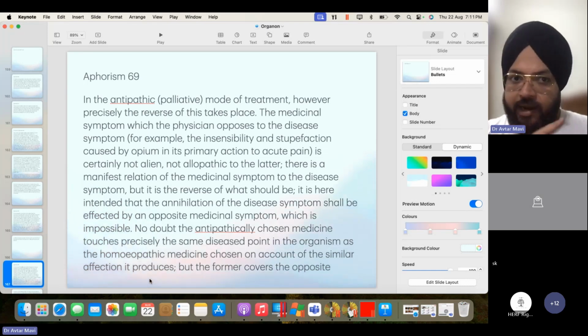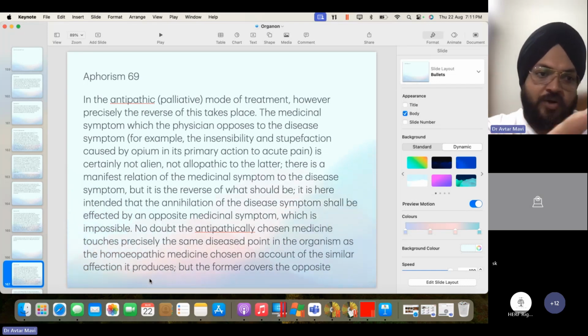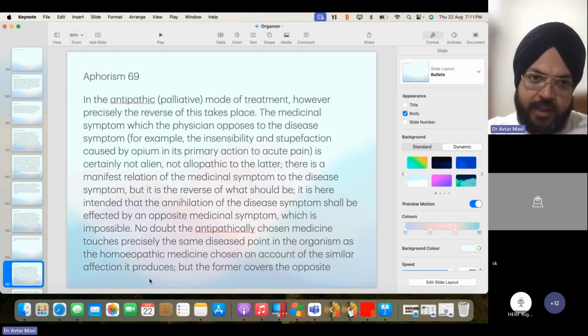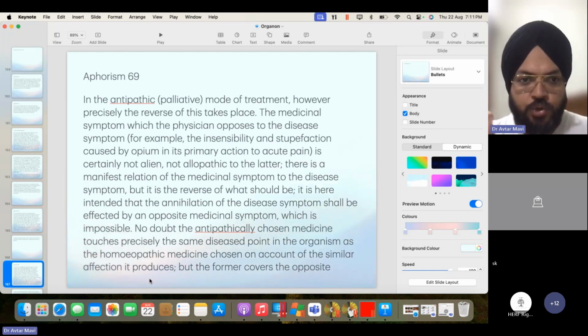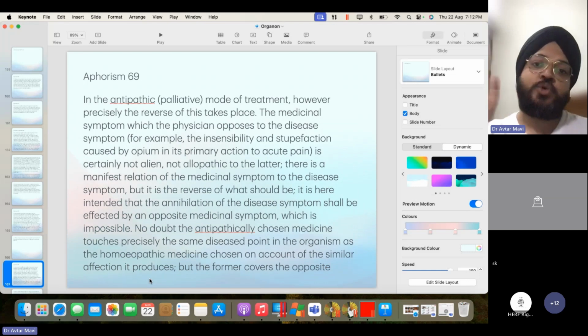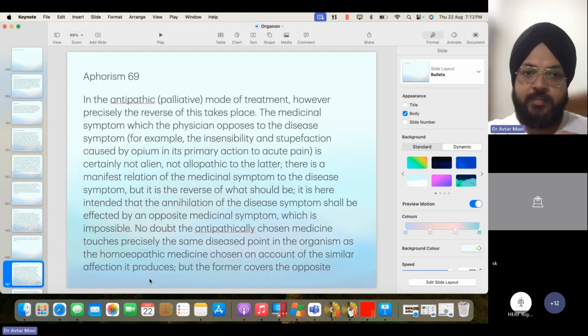Aphorism 69. The antipathic way is the opposite of the homeopathic way, in which the vital force reacts to the medicine. In the antipathic way, the palliative mode of treatment, precisely the reverse of this takes place. Completely the opposite thing happens here. The medicinal symptom which the physician opposes to the disease symptom, for example the insensibility and stupefaction caused by opium in its primary action, is opposed to the pain. So opium is given for the pain, and it produces the complete opposite state of stupefaction and insensibility.